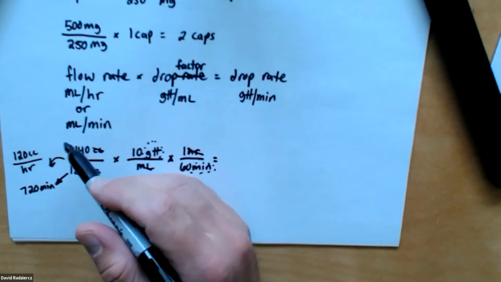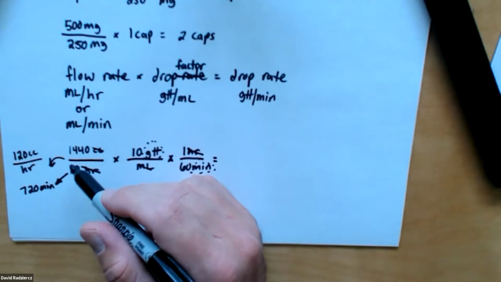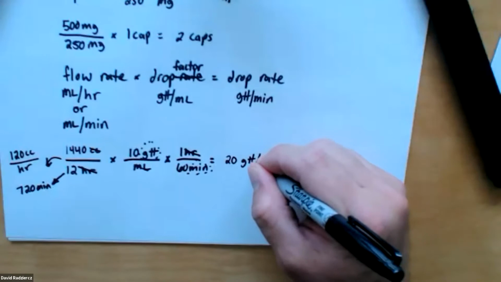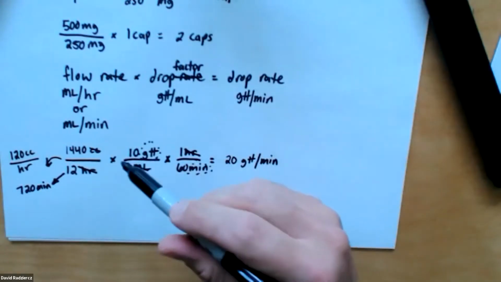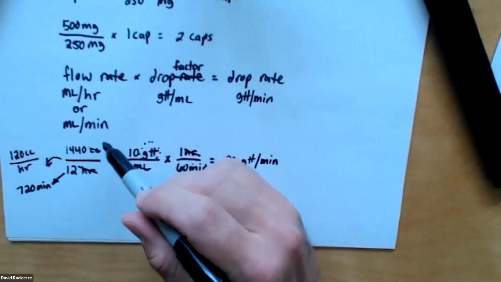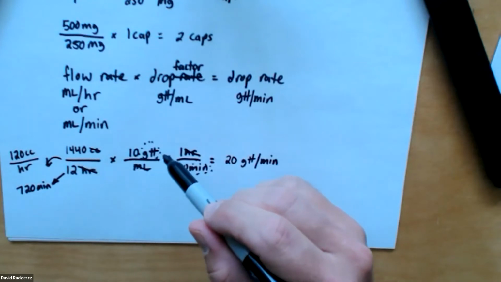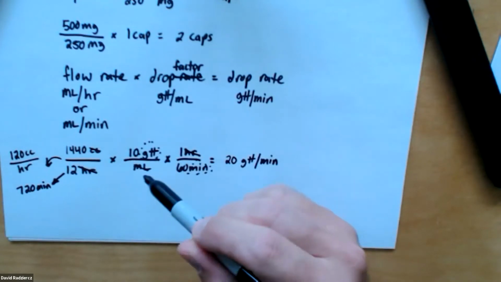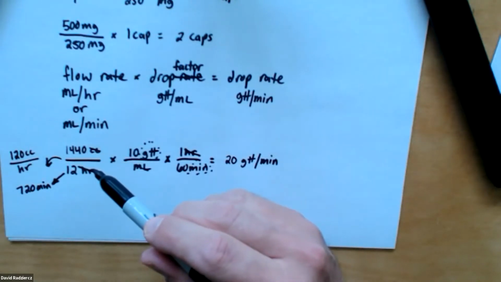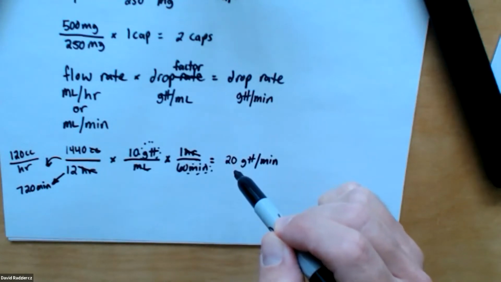Okay. So 120 over 60 is the same thing as 1440 over 720, which is 2 times 10 gives us 20 GTT per minute. Again, I gave you various ways, so don't get confused by all this side stuff. The way I've set it up here, for those of you who like to do dimensional analysis, is the correct dimensional analysis steps laid out. So you would do 1440 times 10 divided by 12 divided by 60, and that would give you 20 drops per minute.